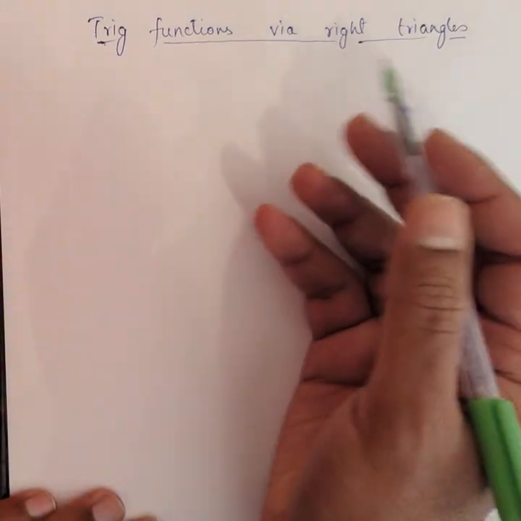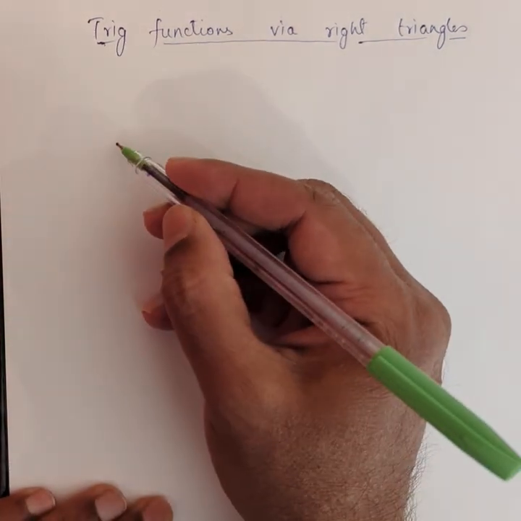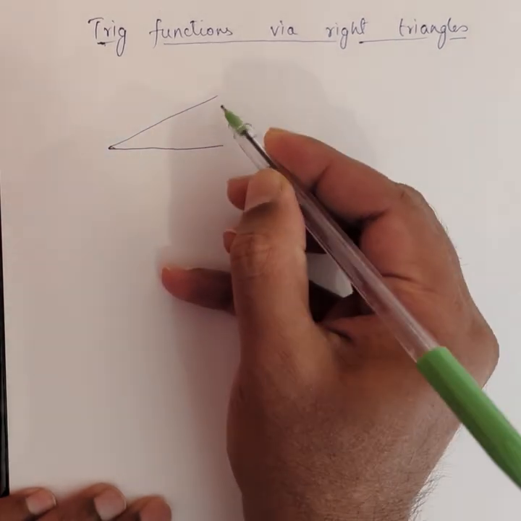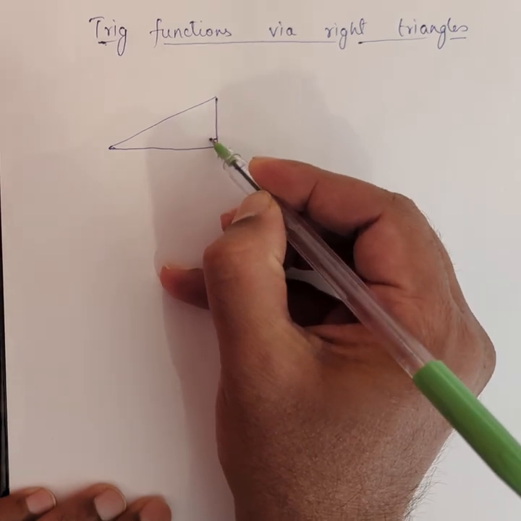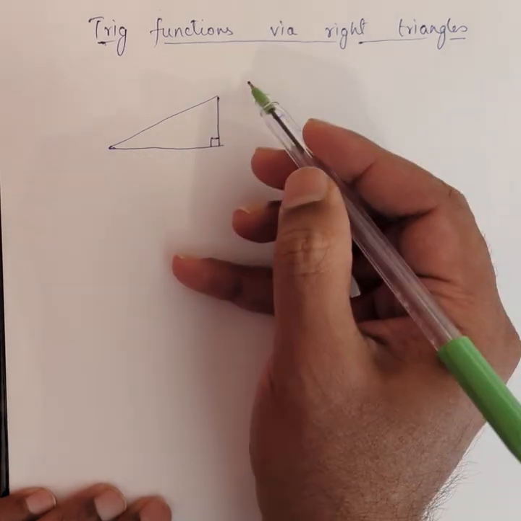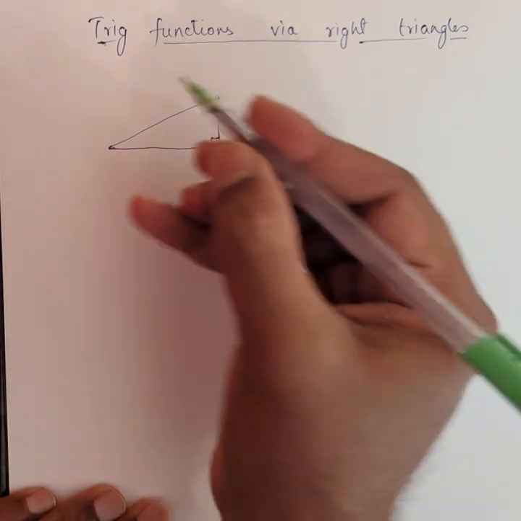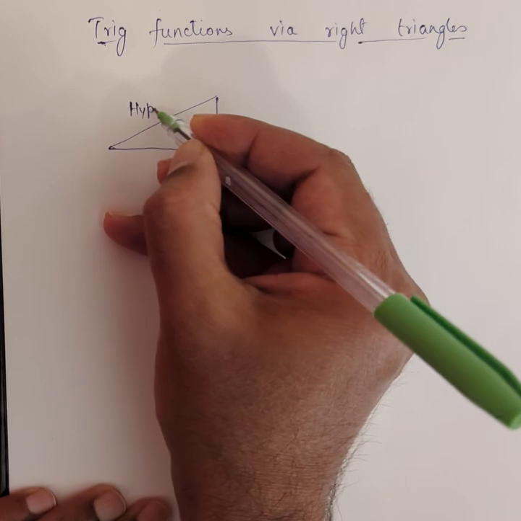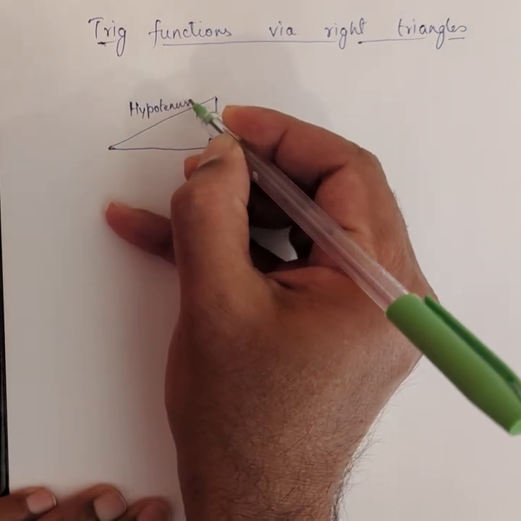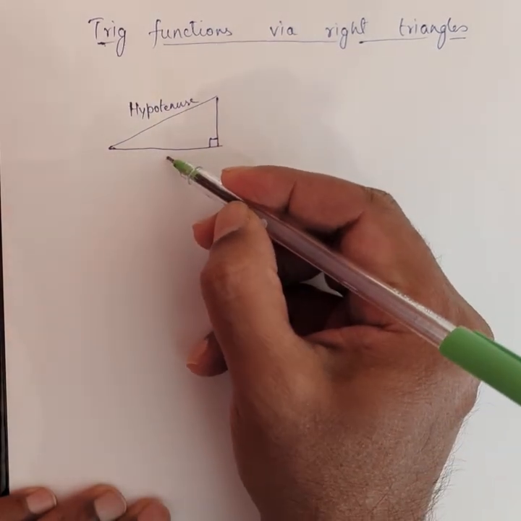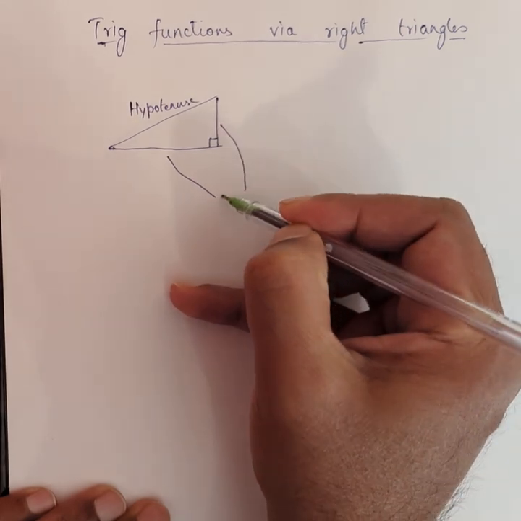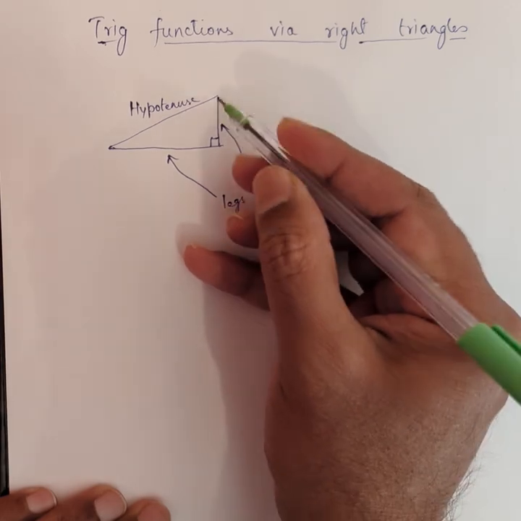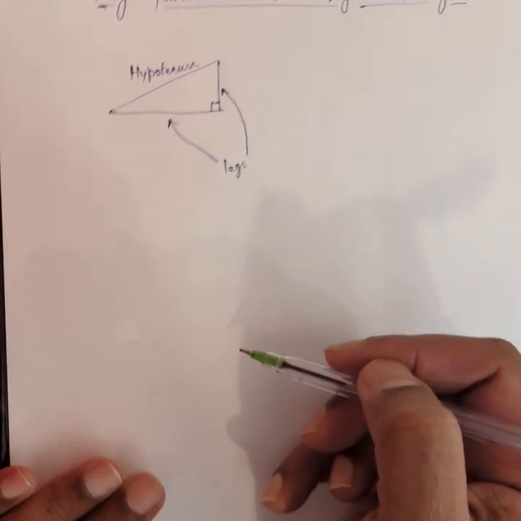Trigonometric functions via right triangles. We all know every right triangle has a right angle. That's why it's called a right triangle. And then the side opposite to the right angle is going to be the largest. It's called the hypotenuse. And then the other two sides are called legs. So there's one hypotenuse and two legs.